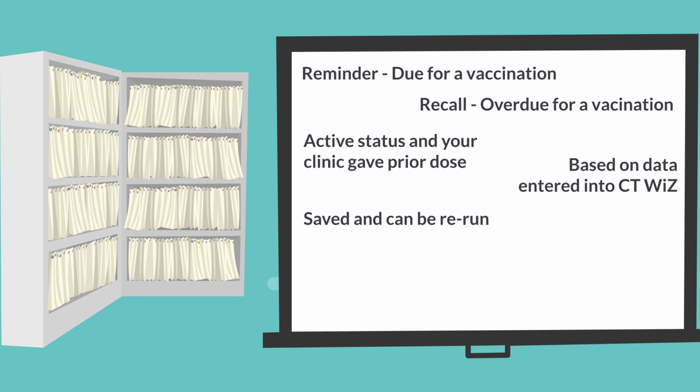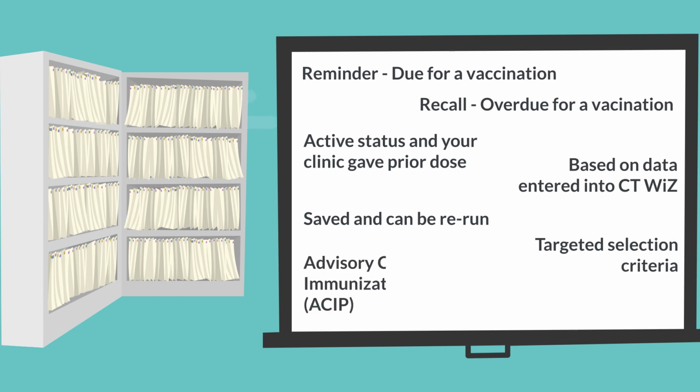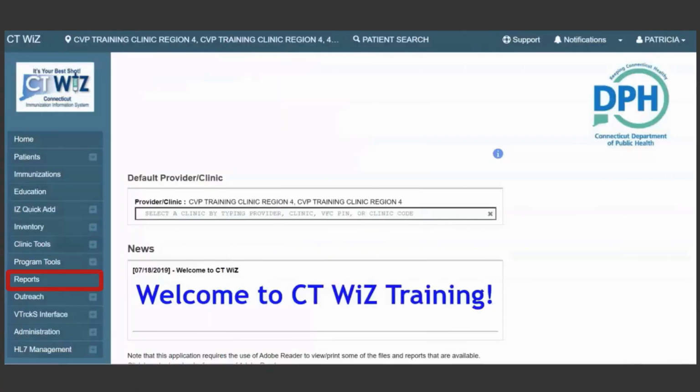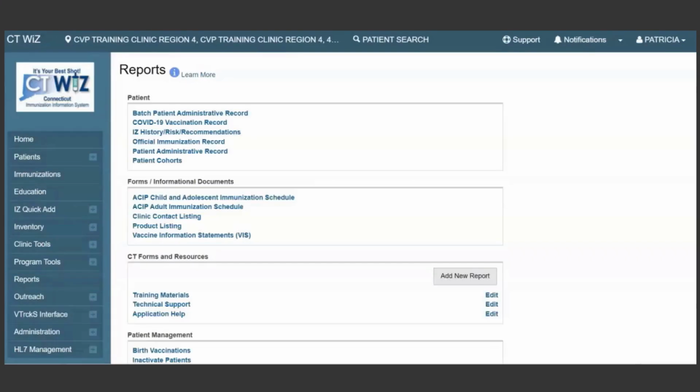Patients can be identified through targeted selection criteria, including date of birth, age range, vaccines due, dose number within a vaccine series, and more. Forecasting logic is based on Advisory Committee on Immunization Practices or ACIP recommendations and is provided to assist with clinical decision-making. Please note that a user must have delete privileges in the CTWiz Reports module to remove a report from the list. To run the report, click on Reports from the left-hand navigation menu in CTWiz.